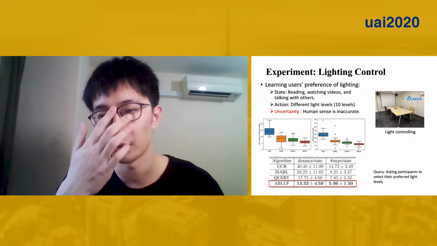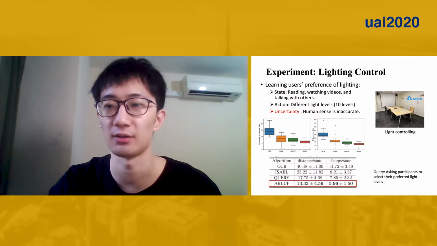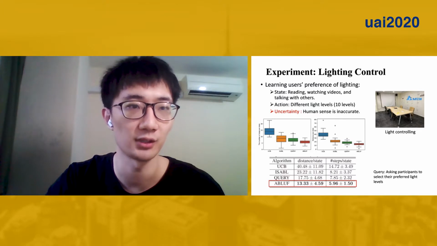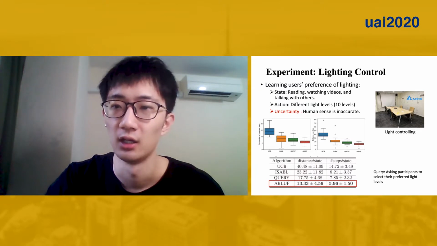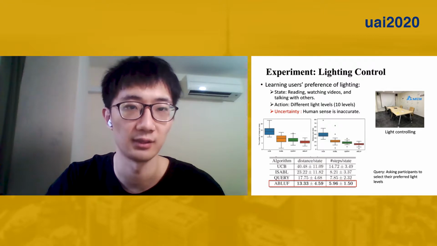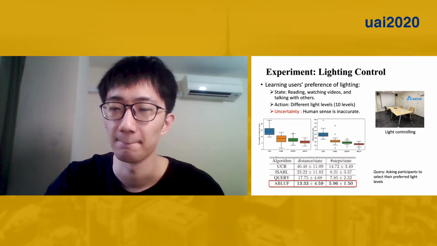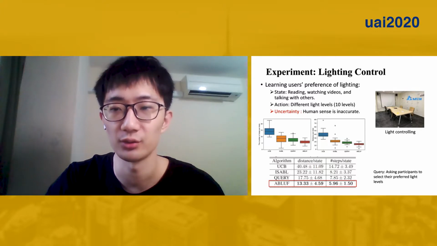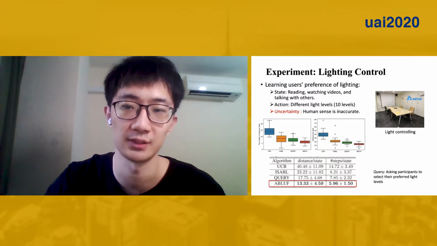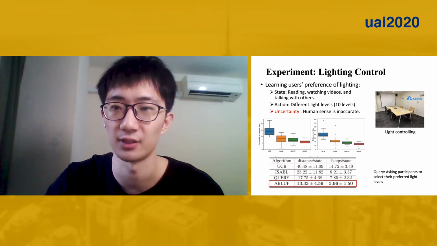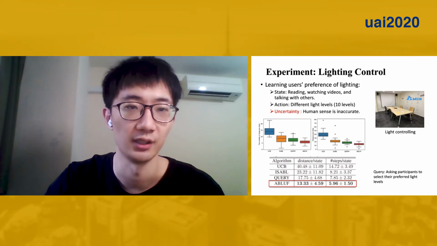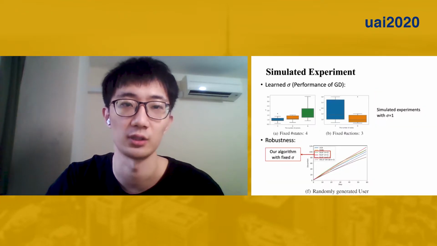The second experiment is learning users' preference of lighting. States are reading, watching videos, and talking with others. Actions are different light levels. The results are shown in the table and figures. We add a query method which is asking participants to select their preferred light levels. This method is to show that human sense is inaccurate.